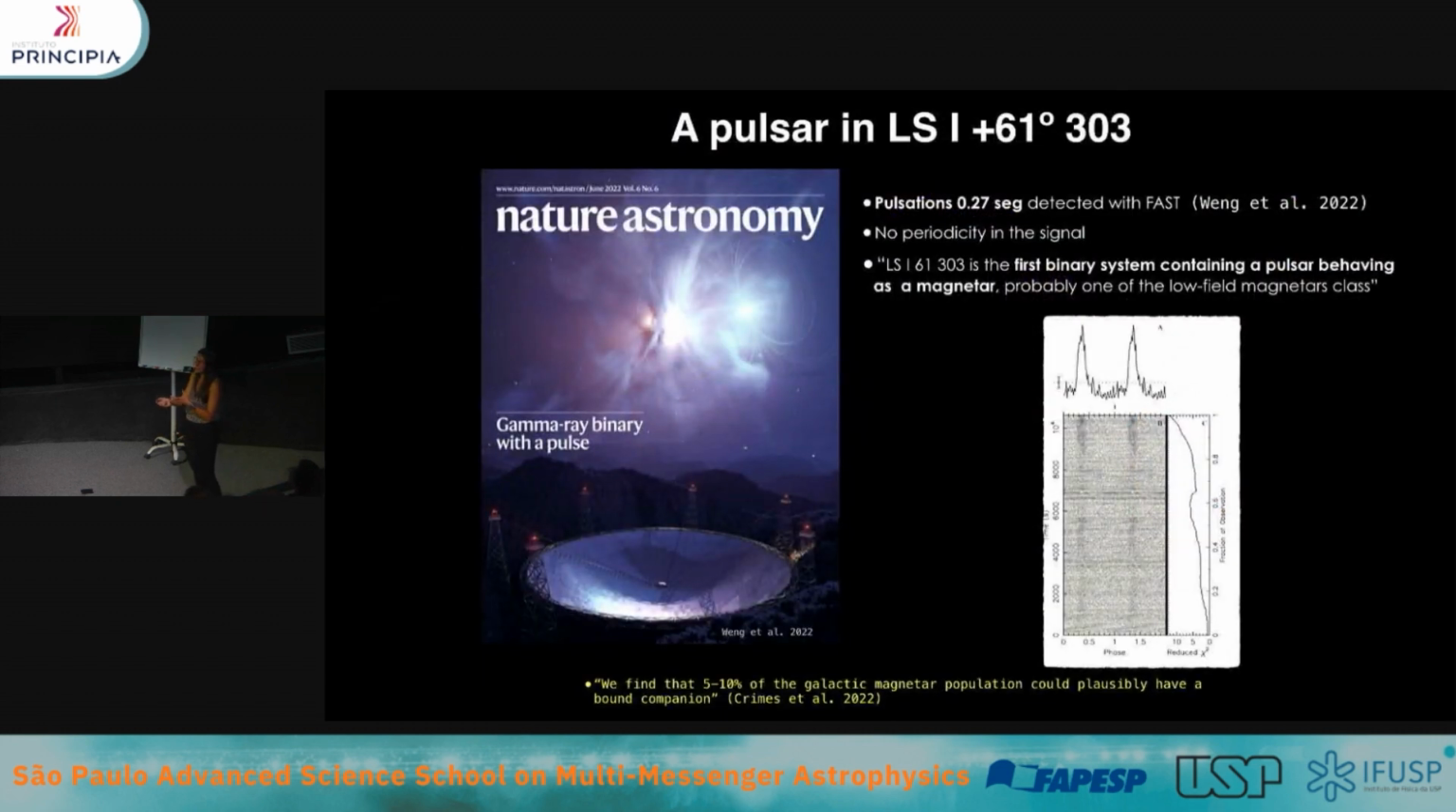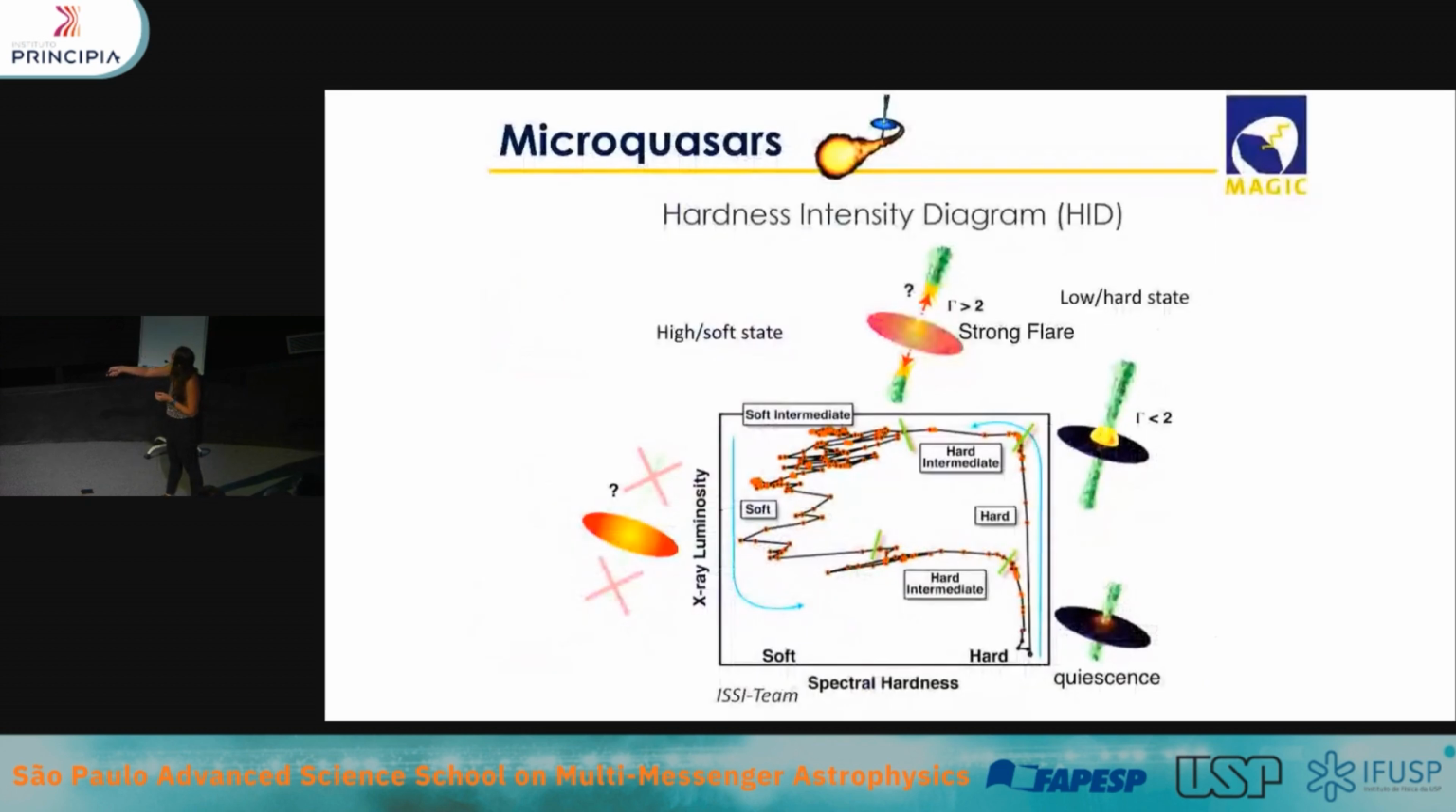but the confirmation that it's a pulsar came just last year, where they detected pulsations on the binary with the FAST telescope. The pulsations are not periodic, so they observed for several nights. They did not detect any signal, but they only detected signal during one night. And actually they think that it is indeed a magnetar because of the period. You have a period of 0.27 seconds. So you remember a magnetar has a longer period than radio loud pulsars, etc. And according to some colleagues, up to 10% of galactic magnetars could be in a binary system. So magnetars are a bit everywhere right now.